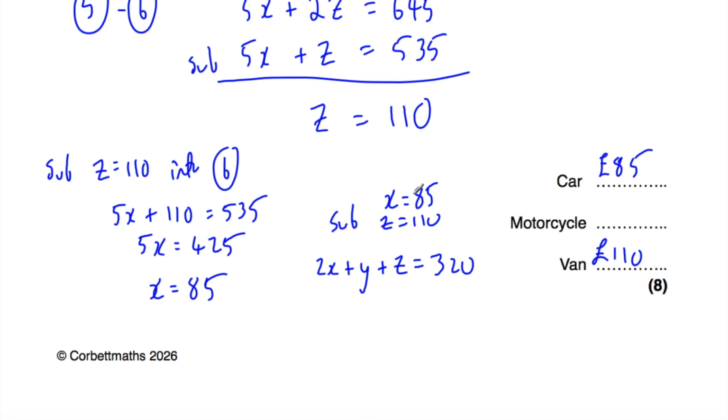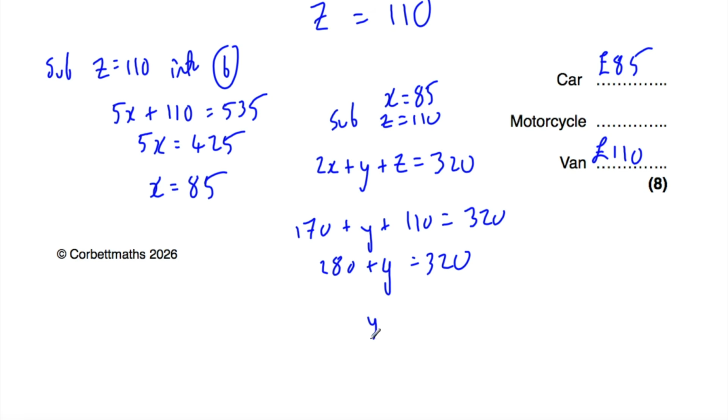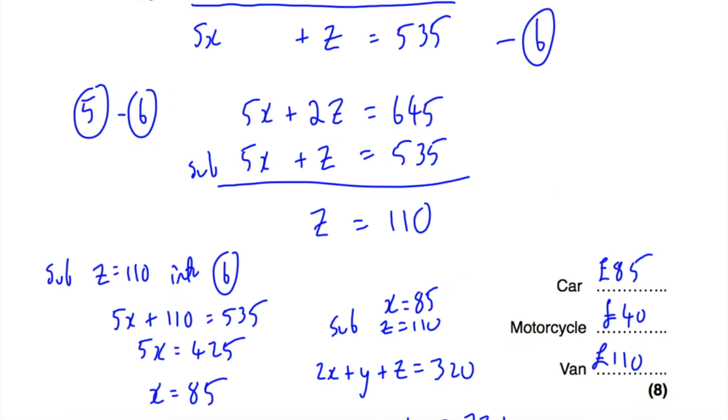So 2x, double that is 170, plus y plus 110 is equal to 320. 170 plus 110, that's 280, plus y is equal to 320. And if you take away the 280 from both sides, you get that y is equal to 40. So that means that Roshan receives £40 for each motorcycle sold. So that's great. And let's just go up and check our answers.